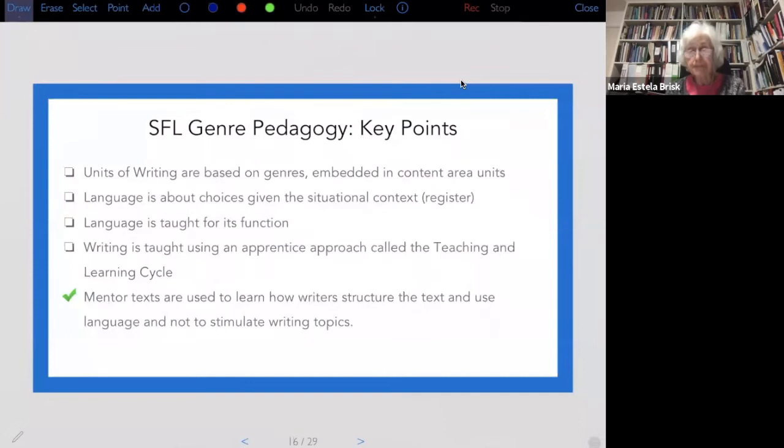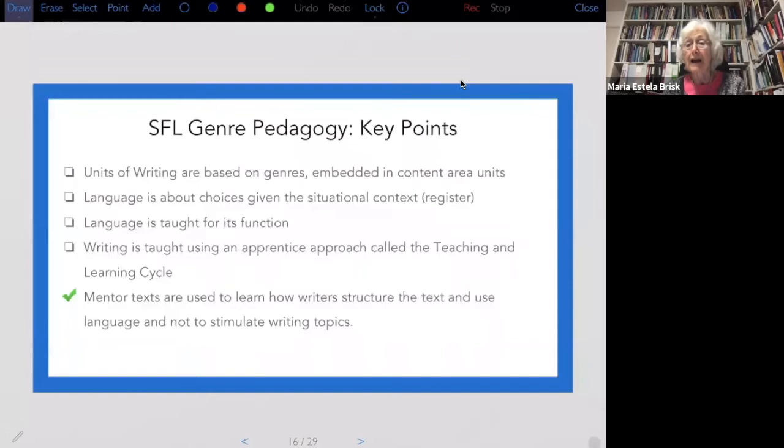So the last point that I wanted to make, and I can speak forever, but I'd rather answer questions, and that is the mentor texts that we use are used to learn how writers structure texts and use language, and not to stimulate writing topics. My experience, especially with middle and high school teachers, is that they cannot detach themselves from the books that the kids are reading in English language arts to promote writing.